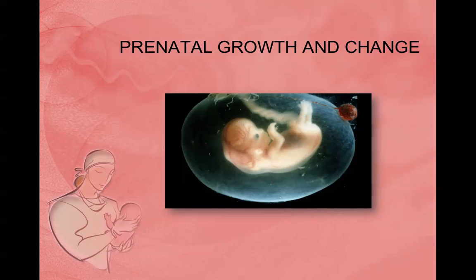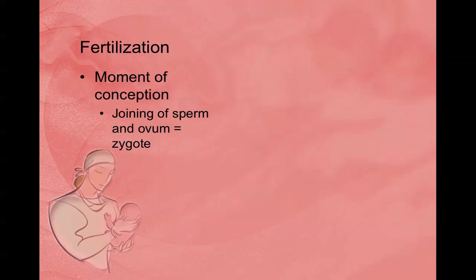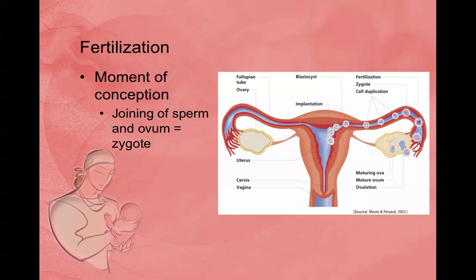Conception begins with fertilization. In fertilization, the gametes, or the male and female reproductive cells, join to become a zygote. The gametes are the male sperm and the female ovum. The sperm has a short lifespan. 100 million are produced daily, 300 million typically ejaculated, and only a small fraction reach the ovum.